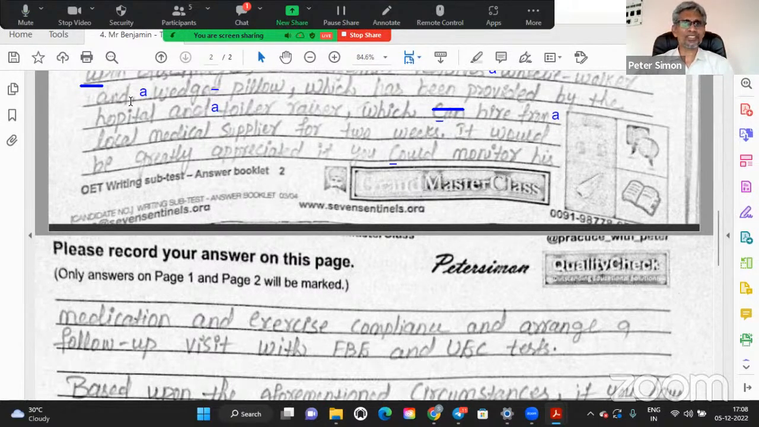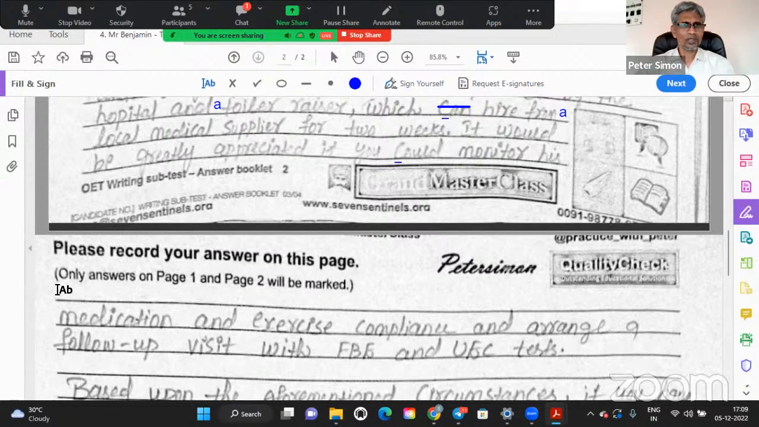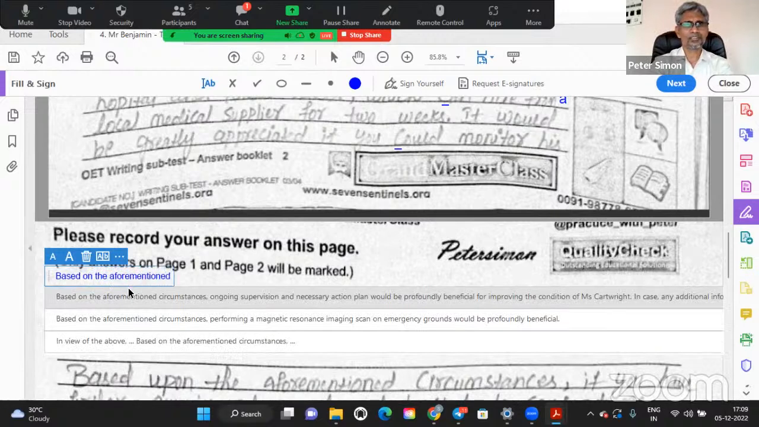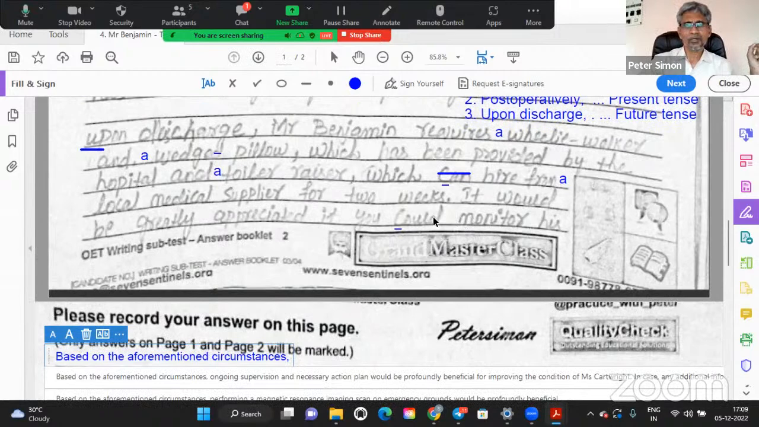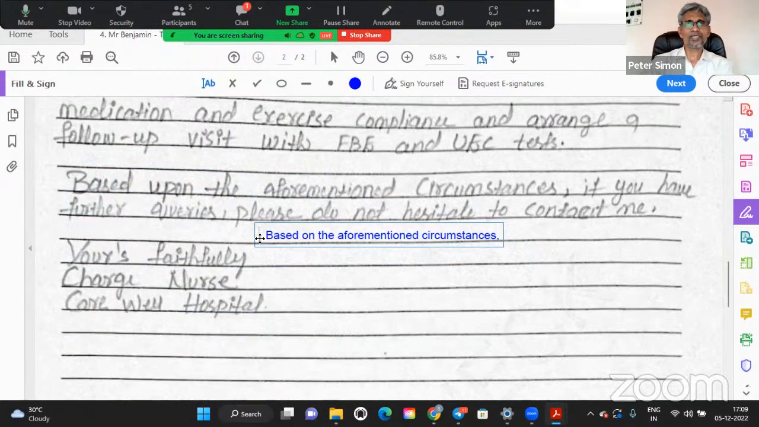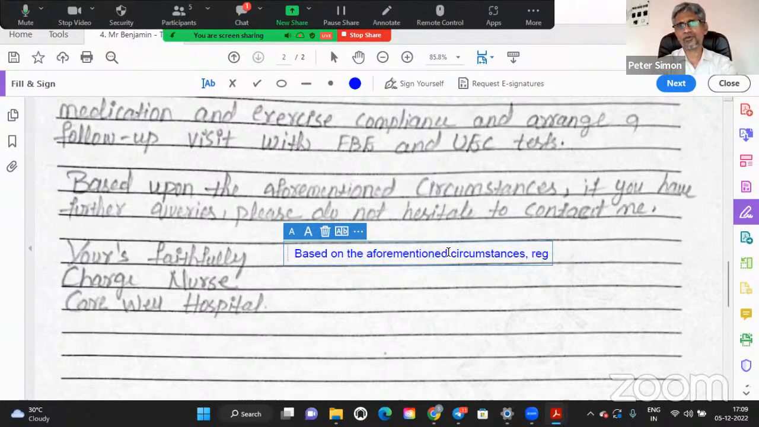Based on the aforementioned circumstances, just put this one and say, monitor his what? Medication. Only one word is important here. It would be greatly appreciated if you could, till there, nothing is there. It's an empty balloon. Poke one pin and it will blast, nothing is there. Only air is there in that one. Based on the aforementioned circumstances, regular monitoring, which is important. Directly start from regular monitoring.